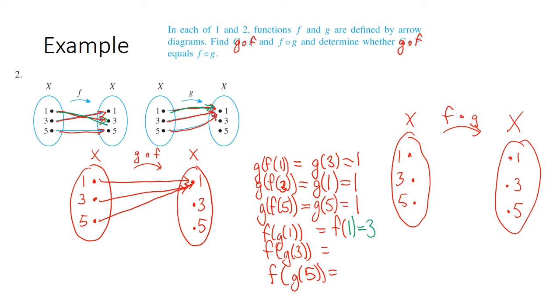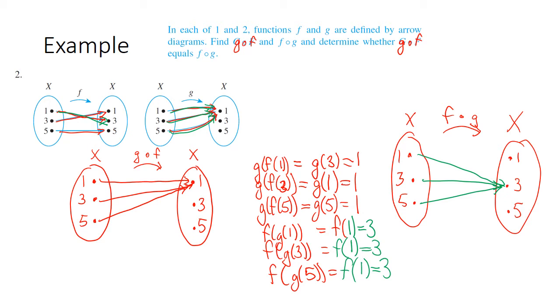So f of g of 1 is going to take me from 1 to 3. Okay, and then for the second one here, I'll do g of 3 first. So g of 3 is 1, and then f of 1 is still 3. So for f of g, I go from 3 to 3. And then f of g of 5, first I'm going to evaluate g of 5, which is 1 again. And then f of 1 is still 3. So I go from 5 to 3.